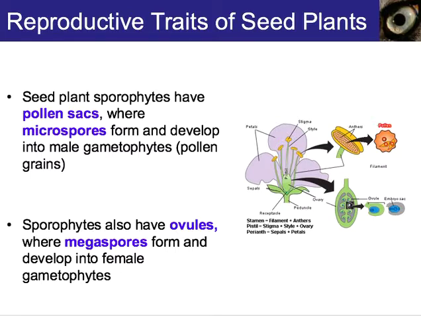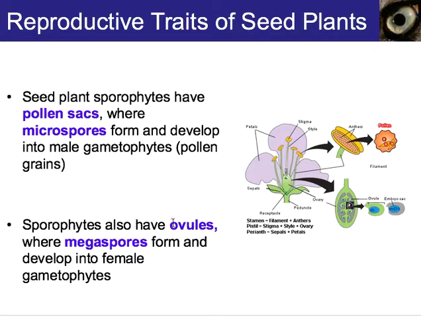Reproductive traits of seed plants. Seed plant sporophytes have pollen sacs, where microspores form and develop into male gametophytes. These are some pretty big words. What you need to know is that pollen sacs are where microspores form into basically sperm. So pollen is sperm. Pollen sacs are the sacs that contain the sperm, and microspores are what become the pollen.